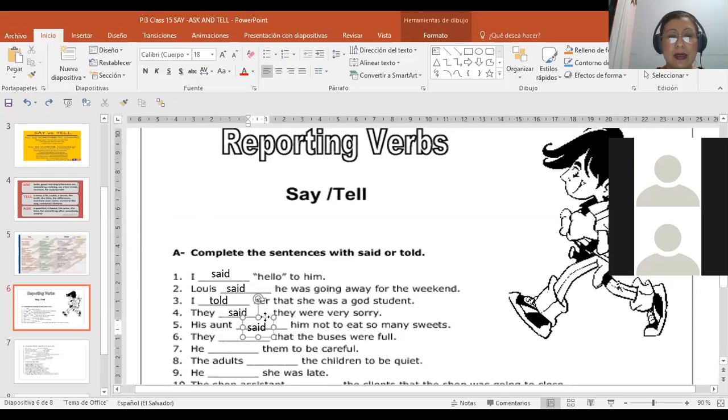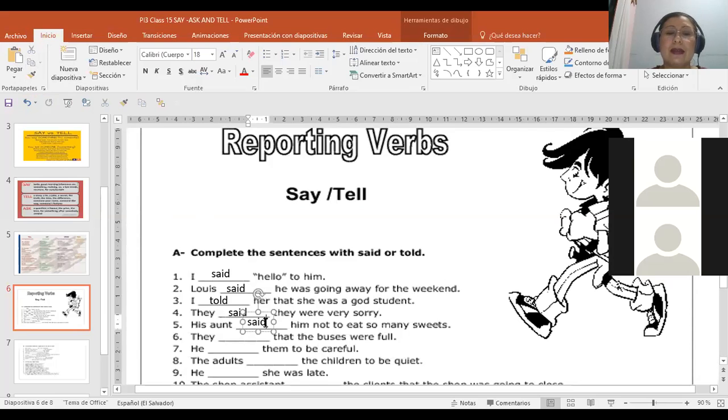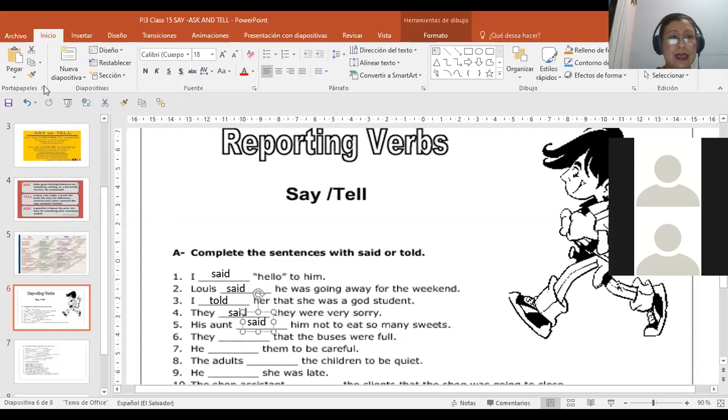Okay, just move one in order to avoid that the others move. Okay, his aunt said him not to eat so many sweets. Mm-hmm. His aunt said him. Yeah. Or told him. Or said him. A ver, ¿qué piensan? Es said, ¿verdad? His aunt said him not to eat many sweets. Su abuela le dijo, ¿qué le dijo? No coma muchos dulces. Literal, ¿verdad? Lo que le dijo. Es así.